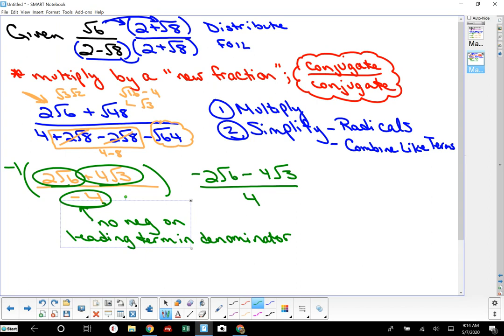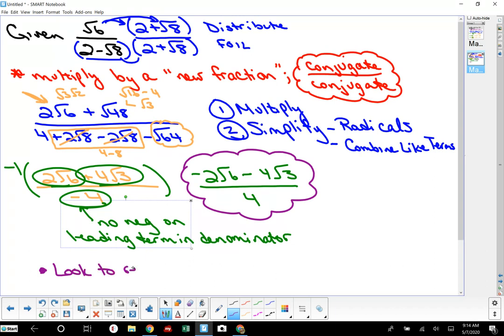Okay? And then you need to look and see if you can, so here, this gets a little bit messy, but I'm trying to color code. So look to reduce coefficients. And it has to be all of them, all or none.